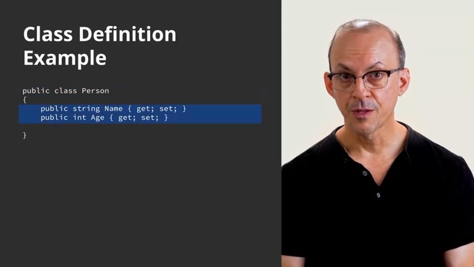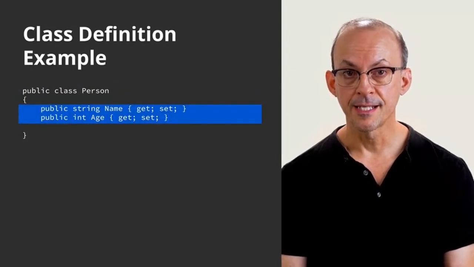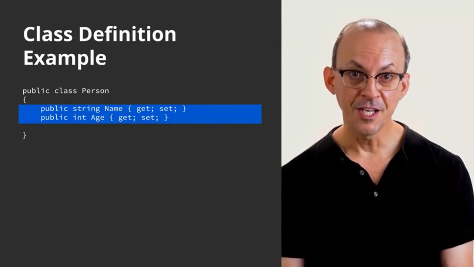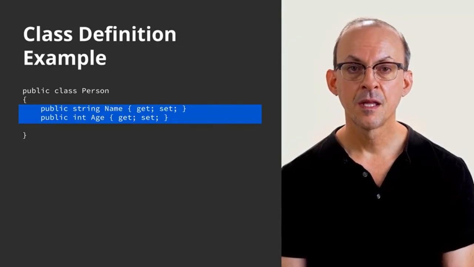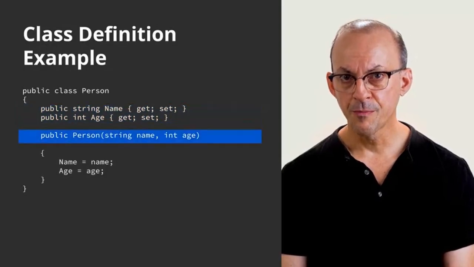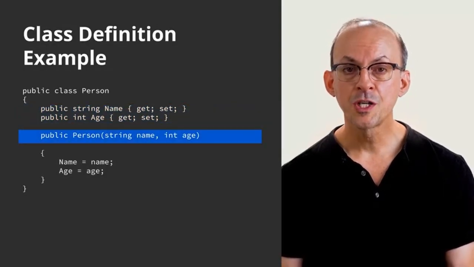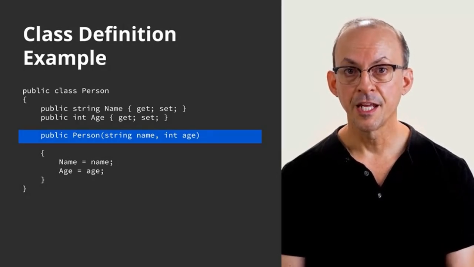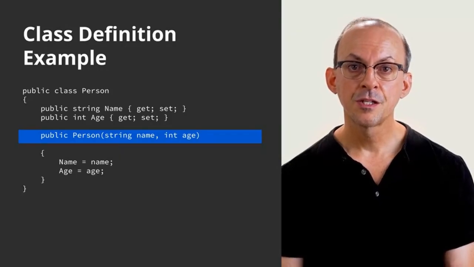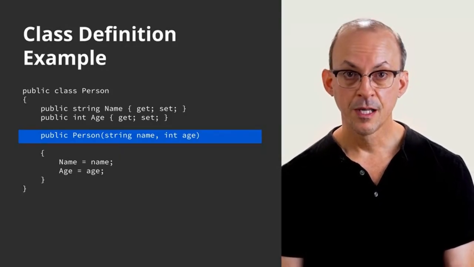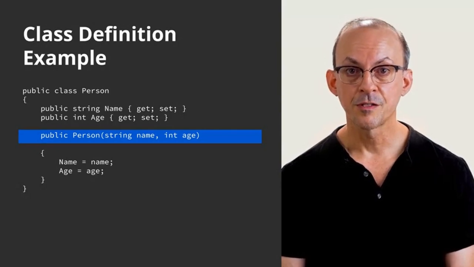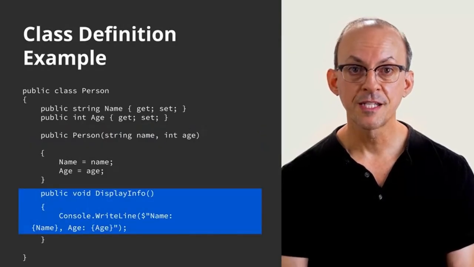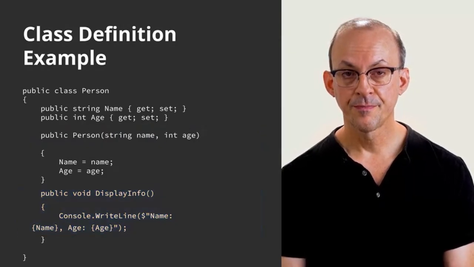Next, open the class body with a curly brace and close it with another curly brace at the end. Inside this body, add a string property named name and an integer property named age. Additionally, the class includes a constructor method with the same name as the class, which initializes the properties using two parameters, a string called name and an integer called age. To distinguish between the property and the parameter, the property names are capitalized and the input parameters are not. Finally, the class has a method called displayInfo, which writes the name and age to the console.